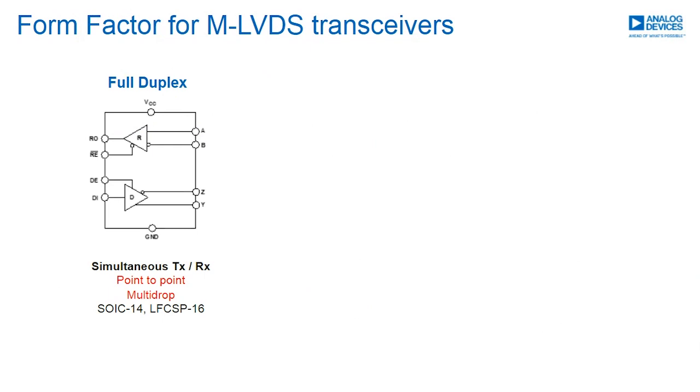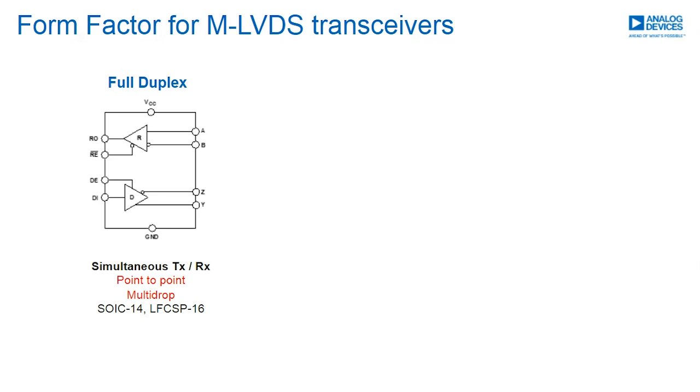The devices differ by whether they support full or half duplex networks. Here, a full duplex transceiver is shown, which has separate I/O for the driver and for the receiver. This is useful as it can be used for simultaneous bidirectional communication on a point-to-point or multi-drop network. These are usually available in 14-pin SOIC or a 16-pin LFCSP package.